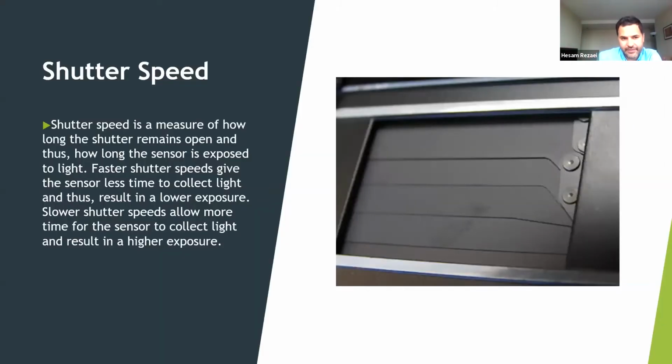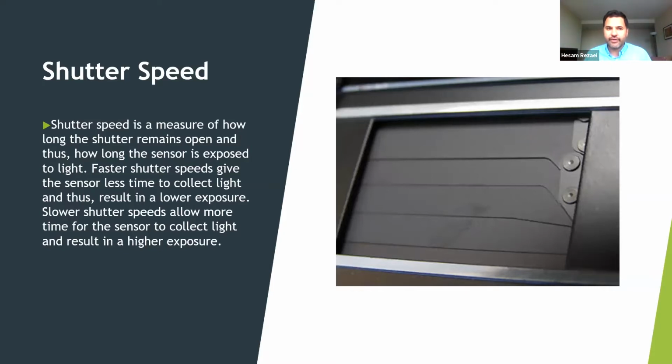First of all, shutter speed. Shutter speed is a measure of how long the shutter remains open and thus how long the sensor is exposed to the light. As I mentioned earlier, this is like a door, how long we open the door. Suppose we have a room, and many people are inside and they want to get out. If we open the door for 1 minute, maybe 10 of them get out. If we open the door for 10 minutes, most of them will be out. So it's just saying how long.